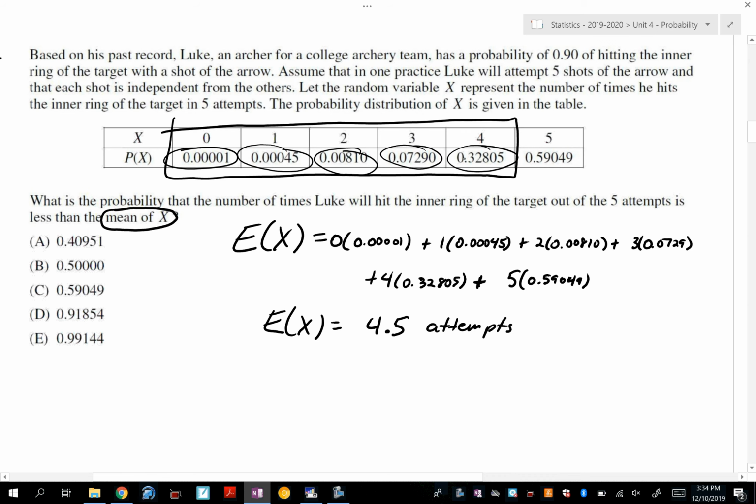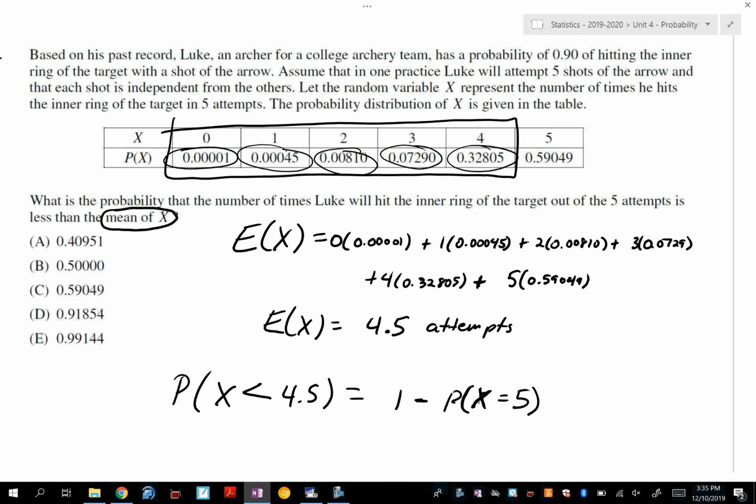Some students will add those numbers together. Me personally, I just did 1 minus that number. And that's the answer. Yes, because it's not this. You guys know complement, subtract it from 1. So the likelihood that he'll hit it in less than 4.5 times is 1 minus the probability he hits it on the 5th time. So what is 1 minus 0.59049? I believe it's going to be A.